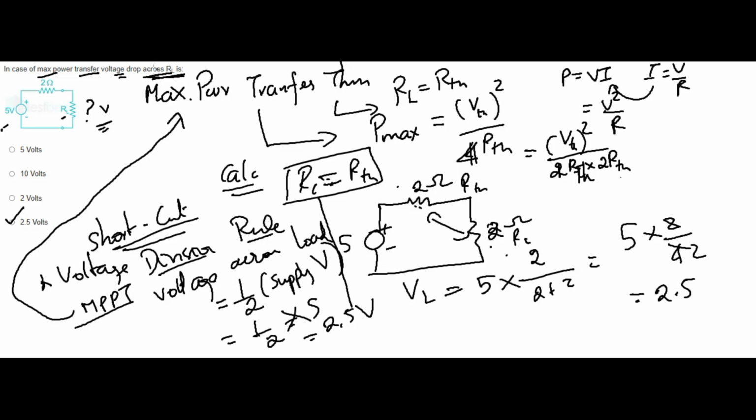I am going to do a circuit review. The circuit we have mentioned is the maximum power transfer theorem. Then RL equals R Thevenin. So for maximum transfer, RL equals R Thevenin. And then P max equals V Thevenin square by 4 R.